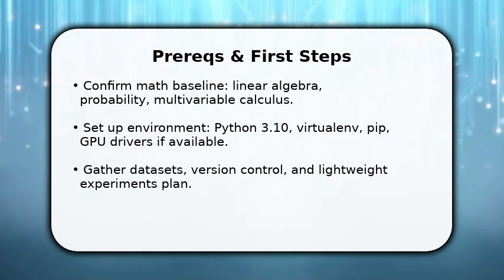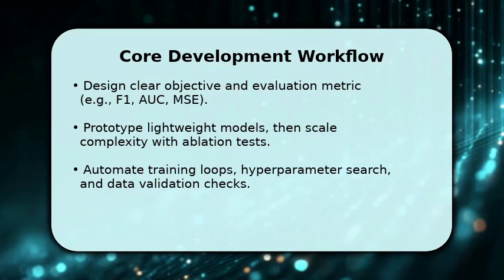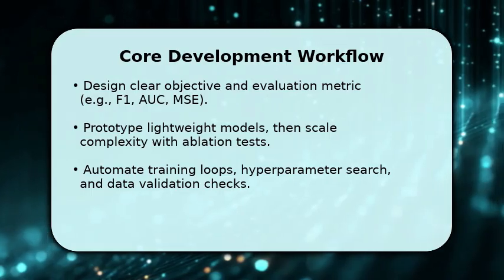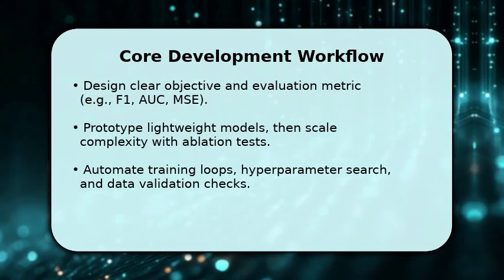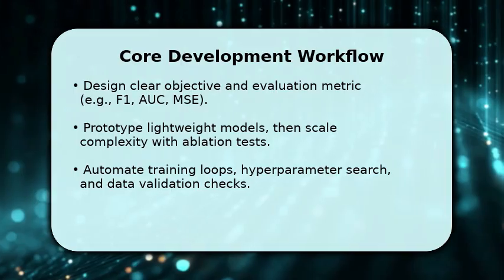You now focus on the heart of work. Translate goals into metrics and an experiment plan. Start with fast prototyping using small data and simple models to find obvious gains. Once you see patterns, scale up experiments with systematic ablations and controlled hyperparameter sweeps.